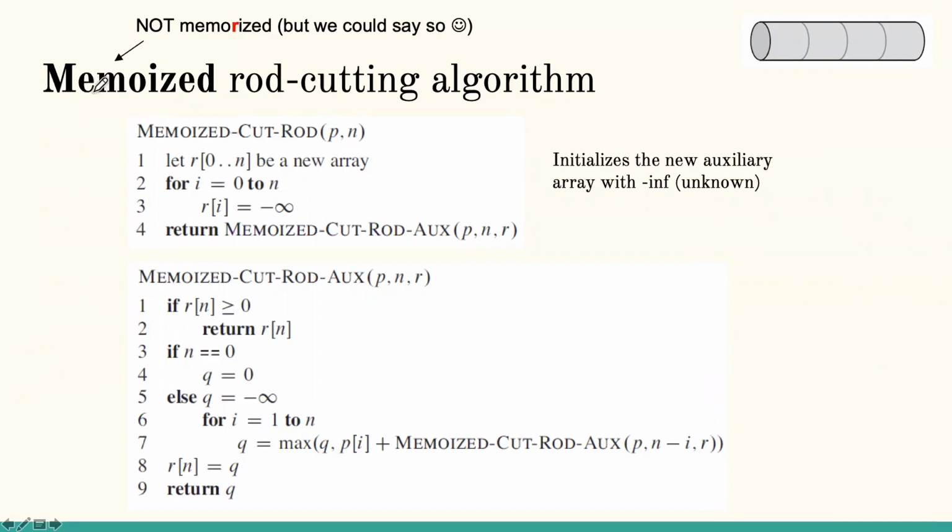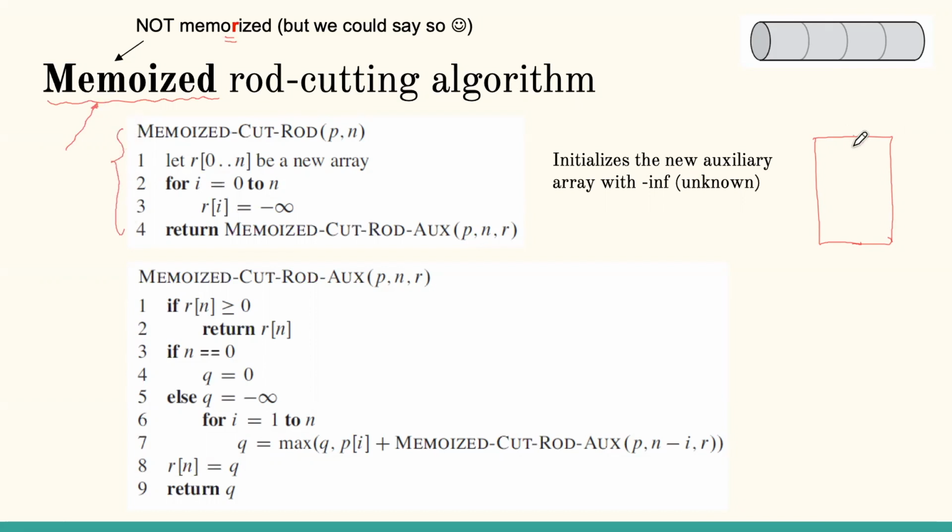So here's the top-down dynamic programming approach to solve the rod cutting problem. This is simply an improved version of the recursive solution. We also call this the memoized rod cutting algorithm. Now you might notice that this is not memorized, but it is memoized. But we could say that memoized basically refers to memorizing the solution in a table so that we could use the solution as needed.